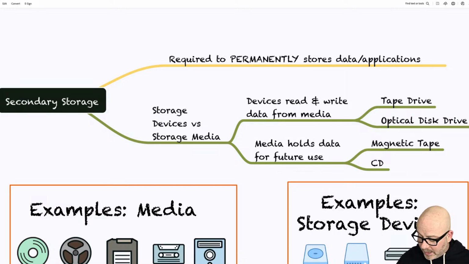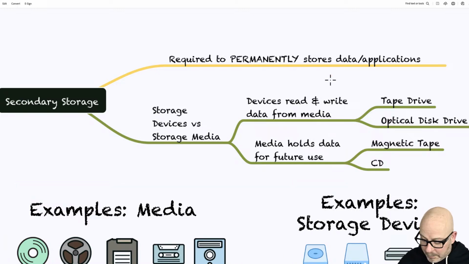What's more complicated is that when you've got a hard disk drive like the one we looked at earlier, the storage, the actual media, is that spinning platter, whereas the storage device is all of the other stuff around it that makes it work. So you've got that distinction between media, the stuff that you're saving data on, and the device, the thing that's reading and doing the writing. That's the distinction between those two.